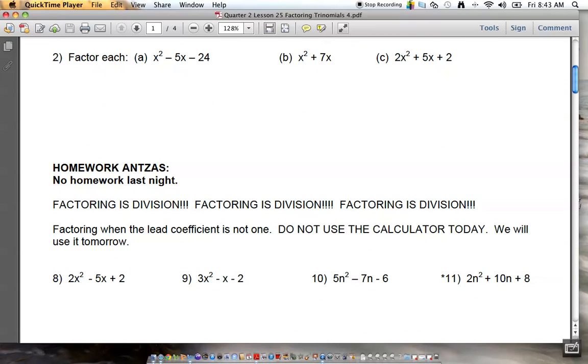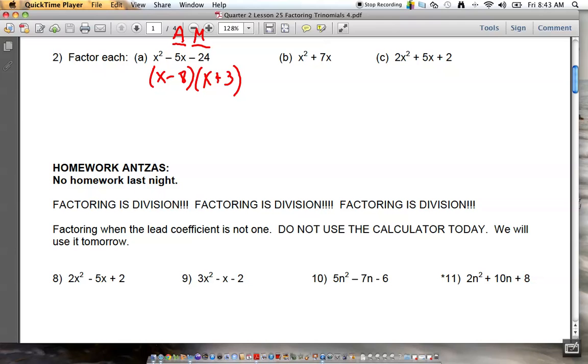I overheard Hunter talking to somebody around him about the AC method, and that's exactly how you should be approaching these. If you are very good with your times tables, these are going to be easy for you. If you're not very good, then we have to go to the calculator trick I showed you yesterday. Remember that? What if I was to use the calculator on this, what would I enter? Yes. You go to y equals negative 24 divided by x, and then you go to table, and it'll show you the pairs. This works out to be x minus 8 times x plus 3.